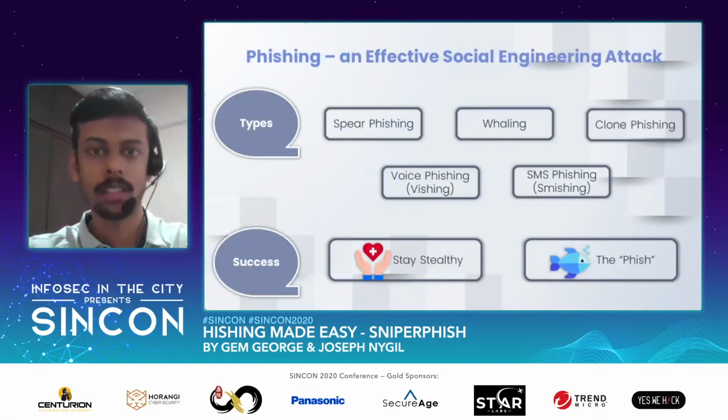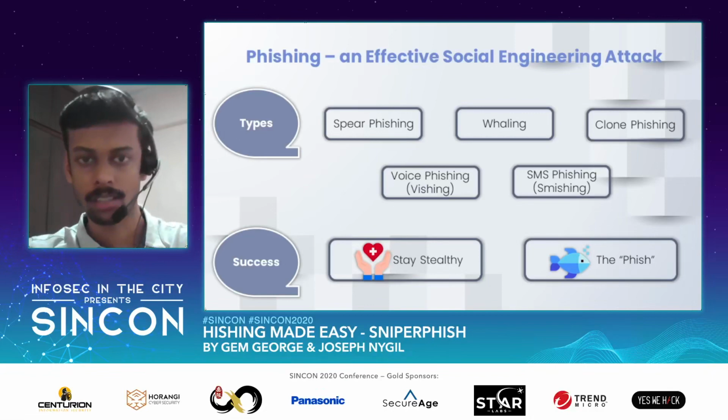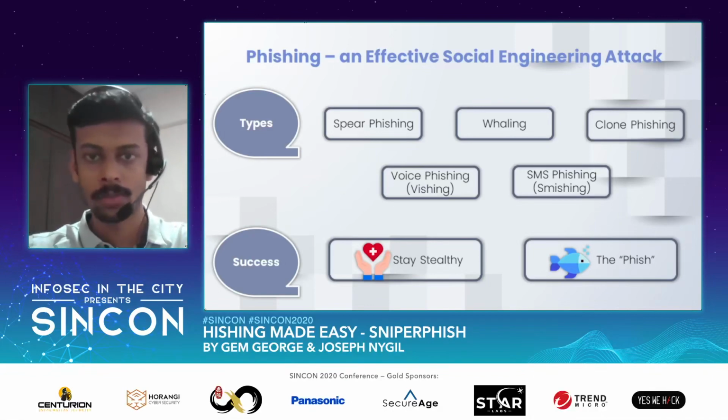Phishing, an effective social engineering attack. We know phishing is one of the commonly used and effective social engineering attacks used to target organizations or any company. Let's see what are the types of phishing attacks and what are the factors determining its success. First, the types of phishing attacks. First one is spear phishing. We know it's a targeted attack that we call spear phishing.